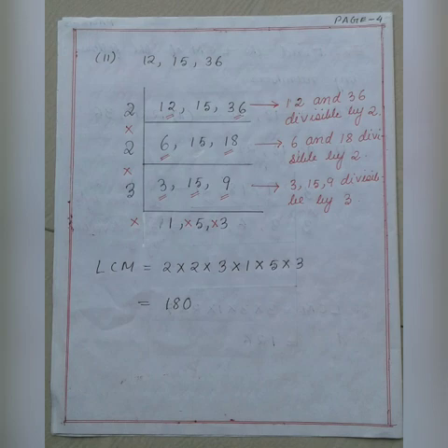These three numbers are divisible by 3. So if I divide 3 by 3, I get 1. If I divide 15 by 3, I get 5. If I divide 9 by 3, I get 3. Now, no two numbers are divisible by any prime number. So LCM will be 2 into 2 into 3 into 1 into 5 into 3, which is equal to 180.